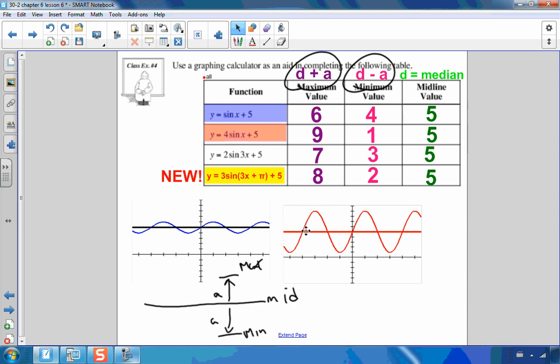So you can see I have two of the graphs here just to confirm. Sine x plus 5 has been moved up 5, and you can see the maximum value here is at 6, the minimum value here at 4, so I know that I'm correct. The red graph here, I have my minimum value here at 1, and my maximum value at 2, 3, 4, 5. There's the midline value at 5, and maximum value at 9. So I know that that is correct as well.